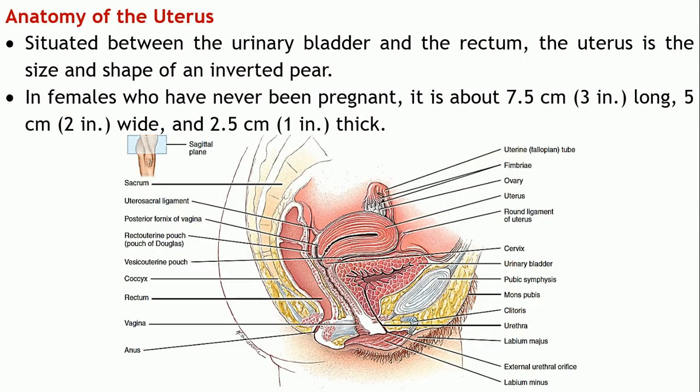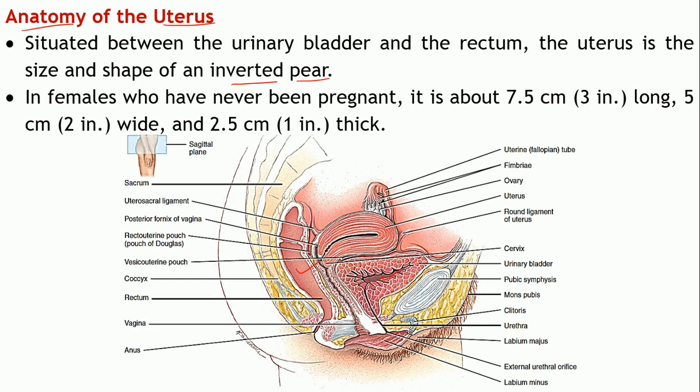Now, coming to the anatomy of the uterus. Location: if you can see, it is located in between the urinary bladder and the rectum, somewhat superior to the urinary bladder. So this is the position of the uterus, and it is in the form of an inverted pear. If you can see the shape of the uterus, it resembles an inverted pear, the fruit.